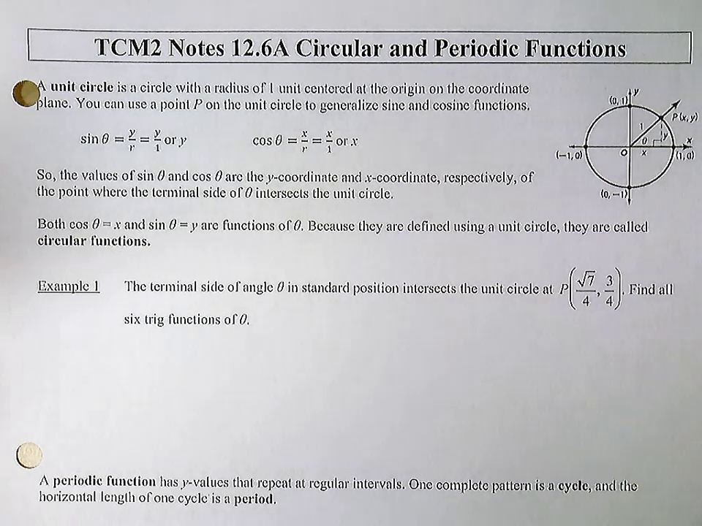So both cosine of theta equals x and sine of theta equals y are functions of theta. Because they are defined using a unit circle, they are called circular functions.